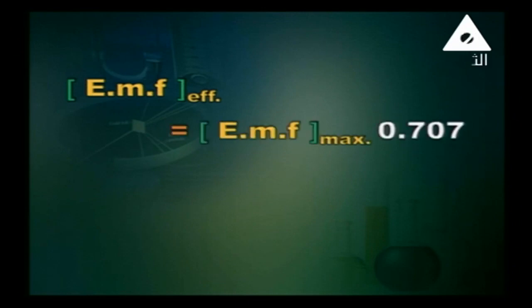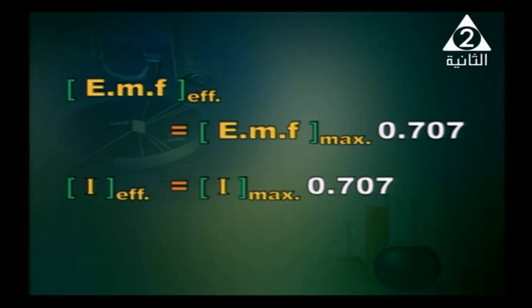As a matter of fact, the expression that gives the effective value in terms of the maximum value is EMF effective is equal to EMF maximum times 0.707. Also, the effective value of the current is equal to the maximum value times 0.707. 0.707 is sine 45 or cosine 45 or 1 over square root 2.